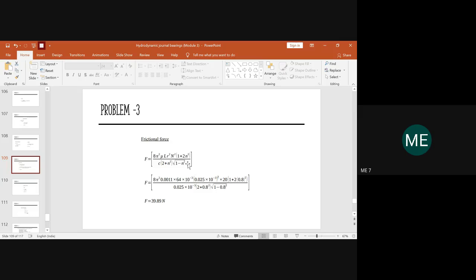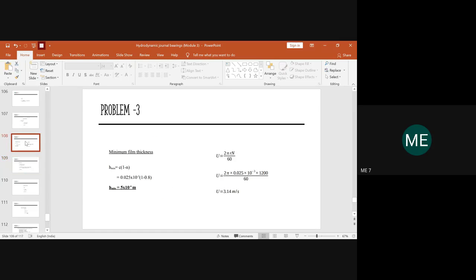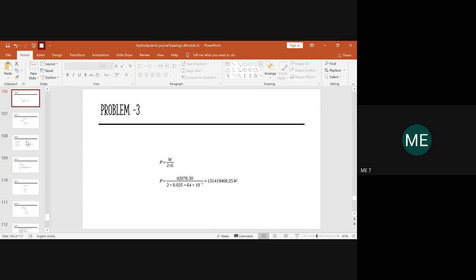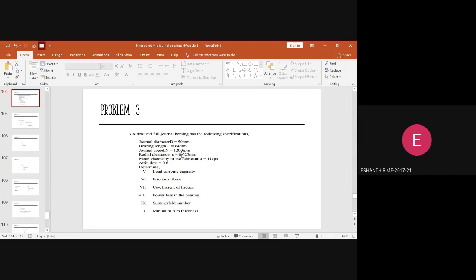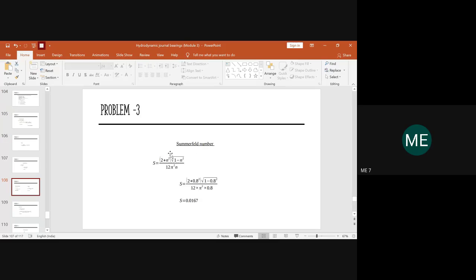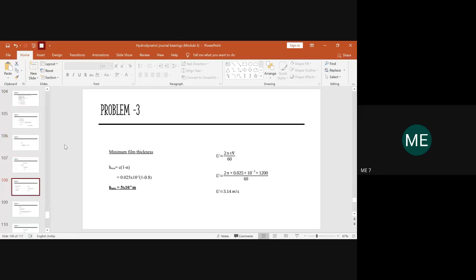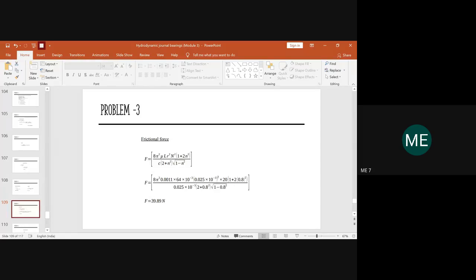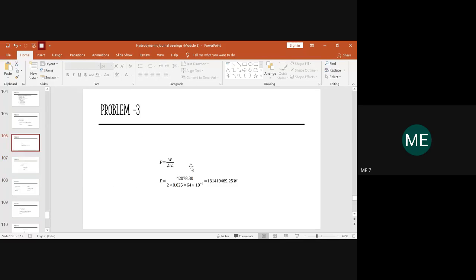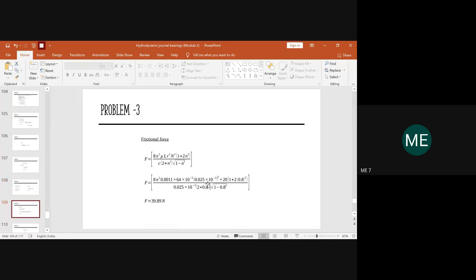what is the value of n here? Substitute the value of n. It is given as 0.8. 1200, the journal speed. Which problem were we solving? The third only, na? Yes. Yeah, 1200. Substitute the value. But here they haven't mentioned it. You just substitute and let me know how much value we are getting.